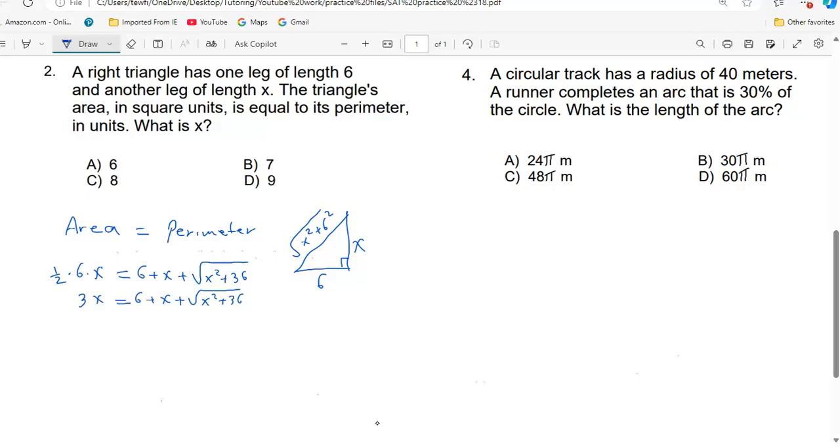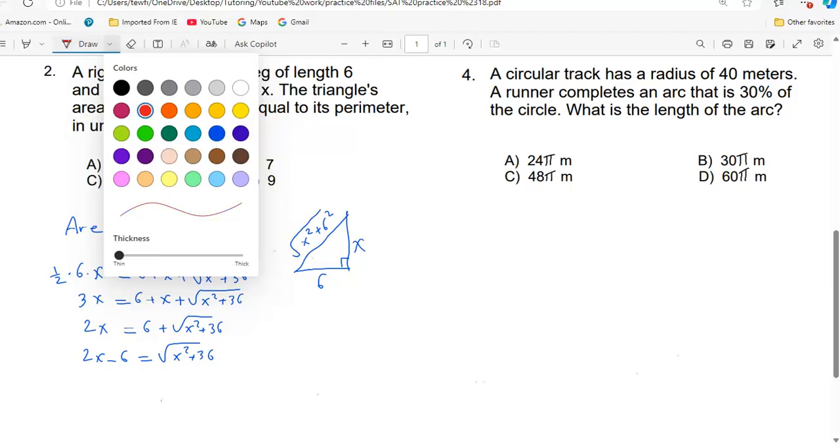Let's simplify more. Let's move the x to the other side, subtract x from both sides. You're going to get 2x equals 6 plus the square root of x squared plus 36. Let's isolate the radical, the square root. Subtract 6 from both sides. So I have 2x minus 6 equals the square root of x squared plus 36. To get rid of the square root, we have to square both sides.